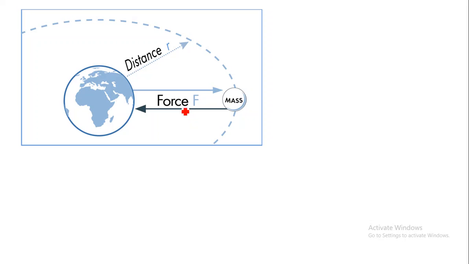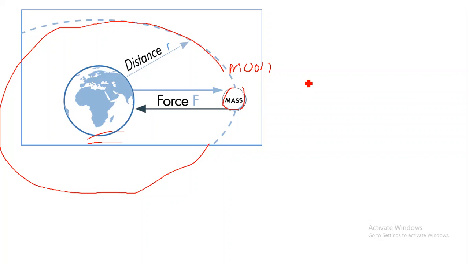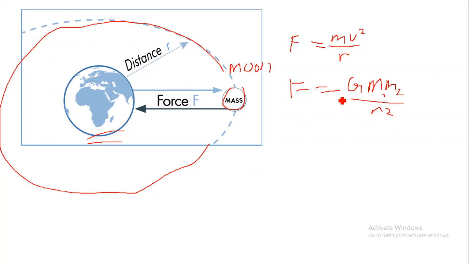Now I want to derive an equation for the velocity of the moon orbiting the earth. Just recall our circular motion. For something to orbit something, you need a centripetal force, mv squared over r. And where does this centripetal force come from? It comes from the gravitational force, G m1 m2 over r squared. This time we neglect the negative term.